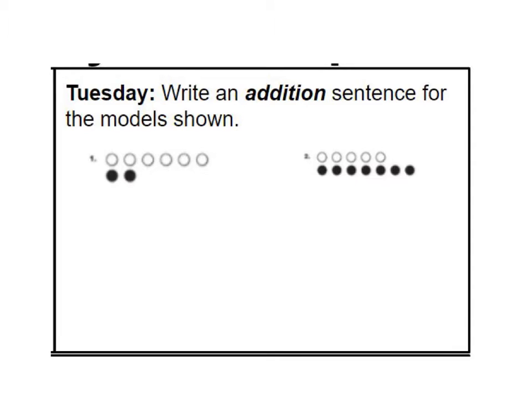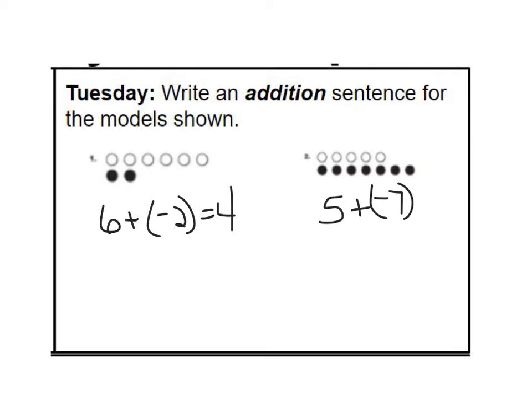So now that you tried it, let's go ahead. I'm going to write this out for you. The empty circles are going to be positive. So we're going to write 6 positive, plus the circles that are shaded in are negative. So that's -2, and your answer should have been +4. For number 2, same thing. Empty circles are positive, so that's 5 plus, then the shaded in circles are negatives, so that's -7. When you combine them, it's going to be -2, your answer.